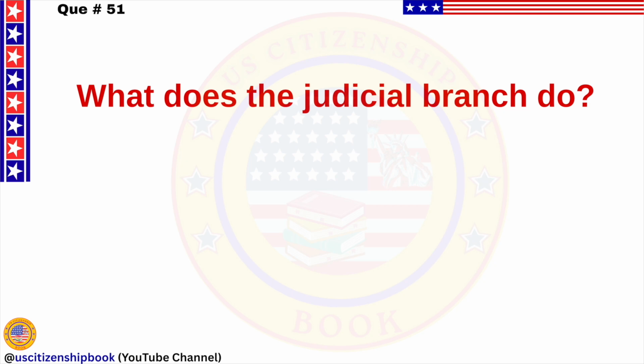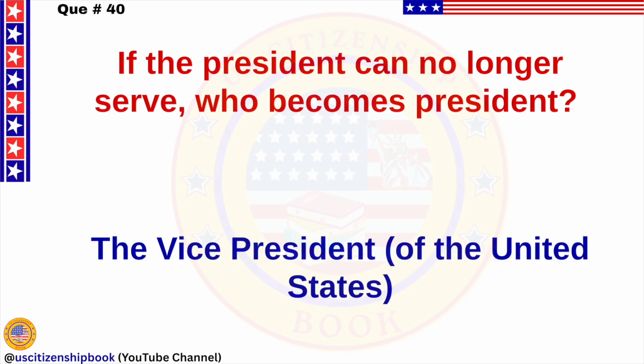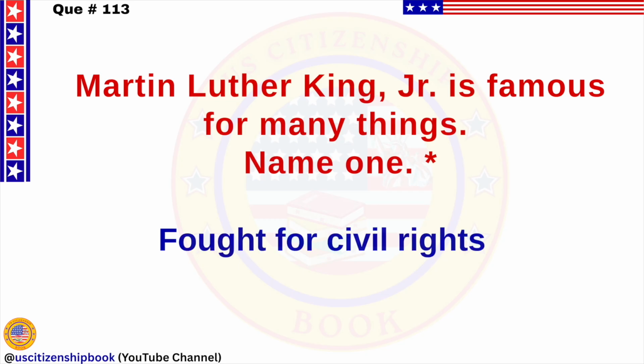What does the judicial branch do? Reviews laws. If the president can no longer serve, who becomes president? The Vice President of the United States. Martin Luther King Jr. is famous for many things. Name one. Fought for civil rights.